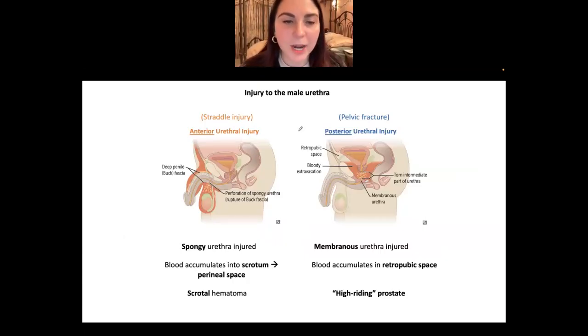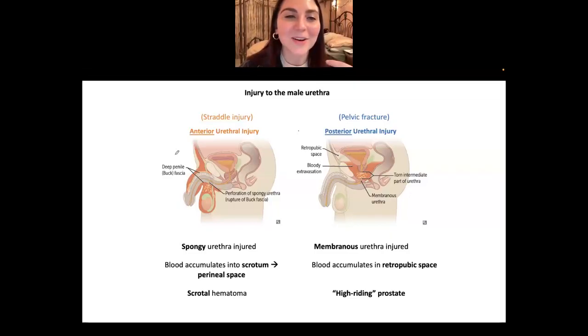All right, this is what I was mentioning. There are two types of urethral injuries, and this is kind of how they ask anatomy with this type of stuff. These are directly from First Aid. There are two main injuries that the urethra can get. The first one is known as a straddle injury, which is when, let's say you're trying to climb a fence and you miss your footing and you straddle that fence.